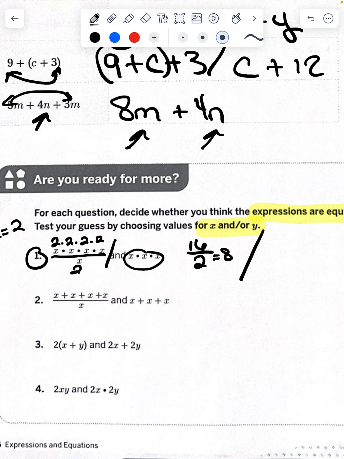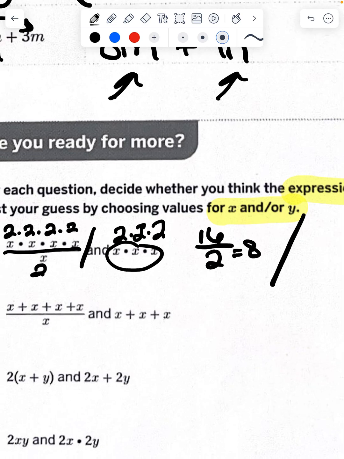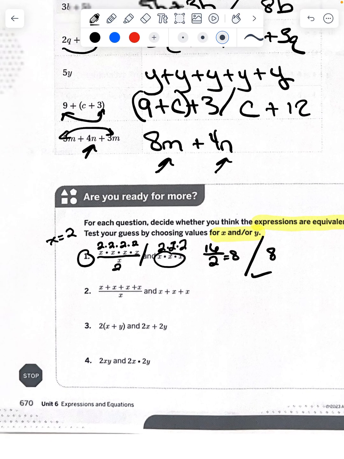Now, is that equivalent to x times x times x, or 2 times 2 times 2? 2 times 2 is 4. 4 times 2 is 8. So yes, those 2 expressions are equivalent. Okay, let's look at number 2.